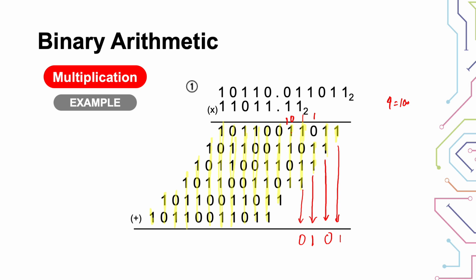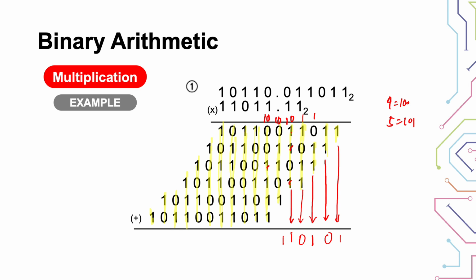1, 2, 3, 4, 5. So 5 is 101, right? So this is equivalent to 1. So this one na natin, no? So 2, 3, 4, 5. So 5 is 101. So 1, 0 here. 1, 2, 3, 4, 5. Okay, so it is 5 again. So 1, 0 here.